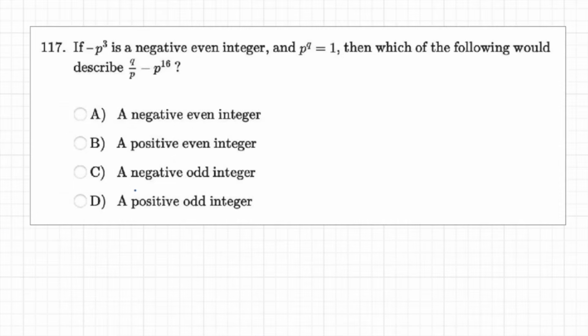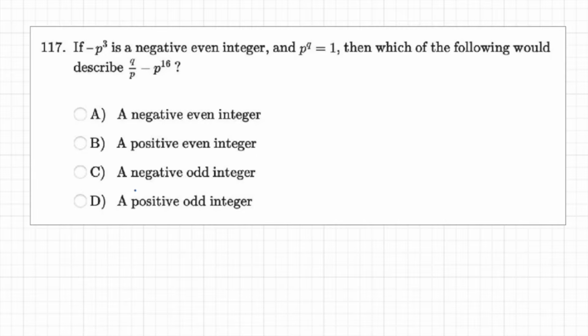If negative p to the third power is a negative even integer and p to the q power equals 1, then which of the following would describe q over p minus p to the 16th power? Oh my goodness, there's so much going on in this question. I don't even want to start with the algebra on this. I don't even want to think about it.